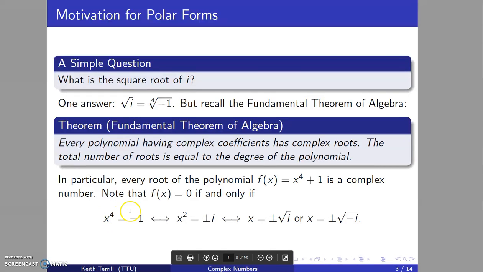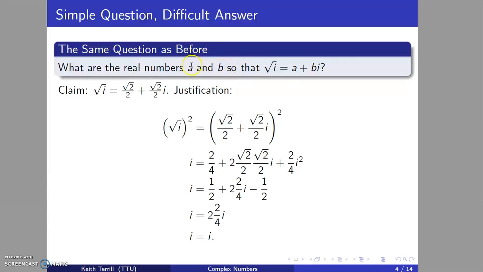Well, you can solve for all the roots here, right? x to the fourth is equal to -1 if and only if x squared is plus or minus i, if and only if x is plus or minus square root of i, or plus or minus square root of -i, right? Those are all the fourth roots of -1. So, well, great. But, again, these have to be complex numbers. These have to be equal to some a plus bi complex number. So, to re-ask the question, the square root of i equals an a plus bi complex number. What is that complex number? Or in other words, find a and b so that root i equals a plus bi.